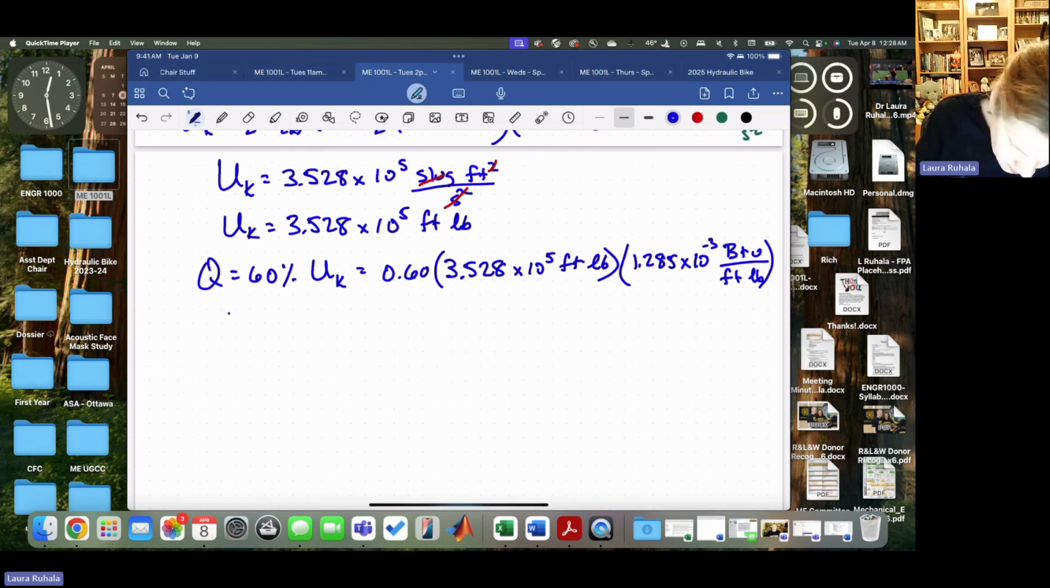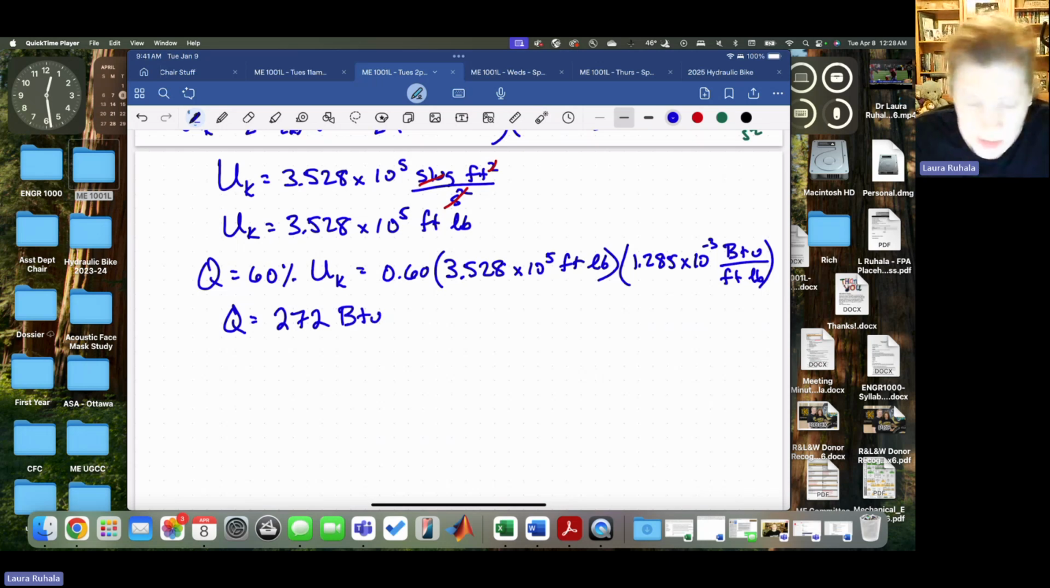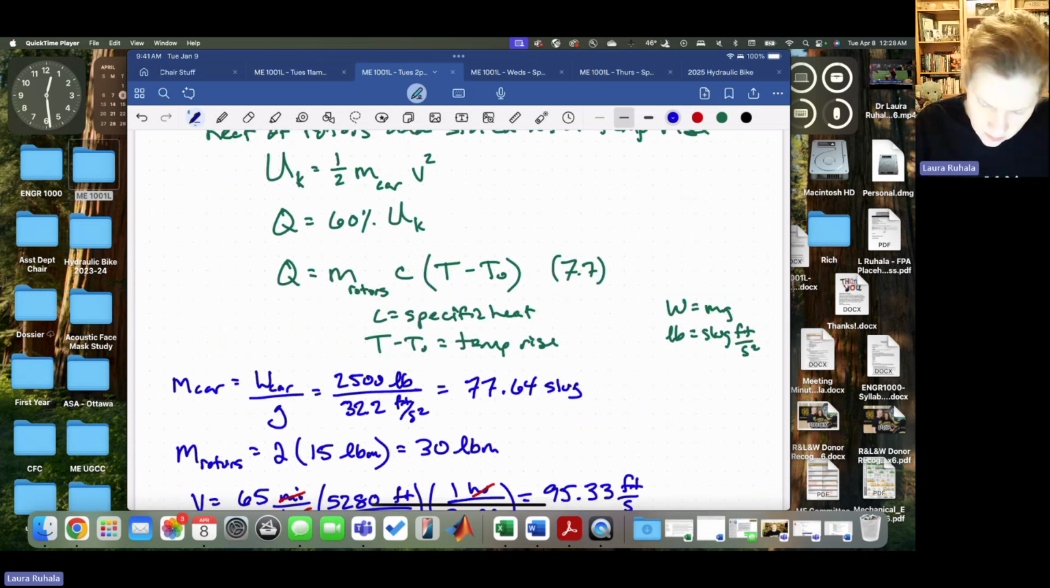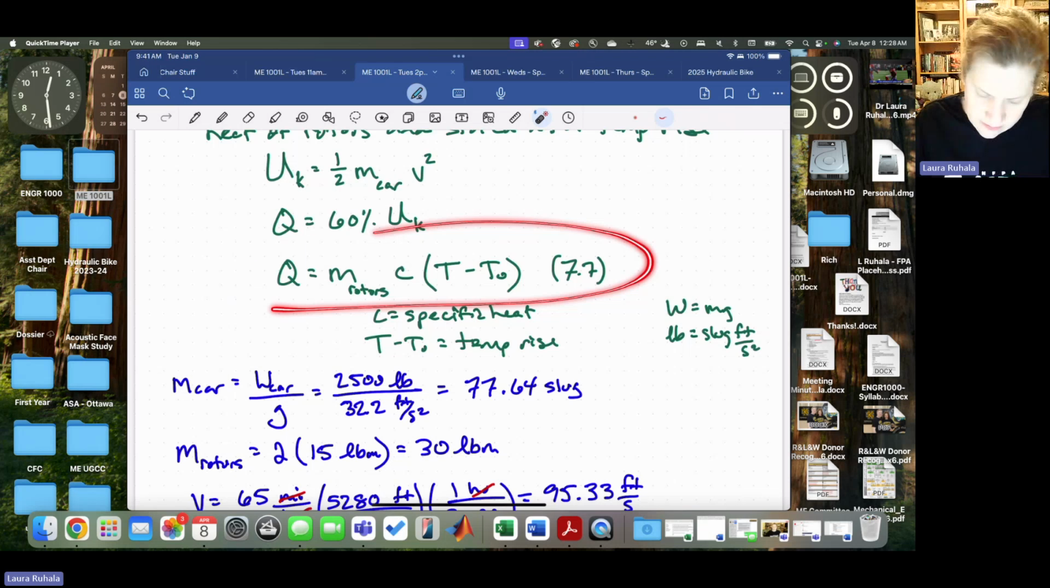So my heat turns out to be pretty even, 272 BTUs. Alrighty. I've got the heat. Now I can go into a temperature change, because there's a relationship between temperature change and heat. It's that equation right here, my 7.7.